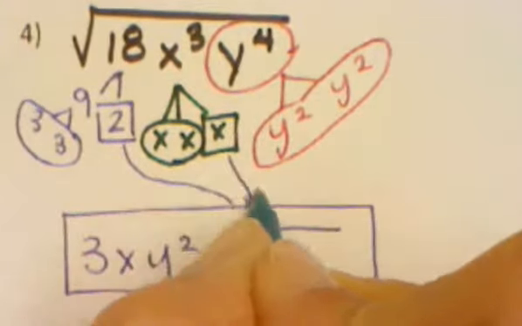Okay, from what we've boxed. All right, so that's if we're simplifying our radicals with variables.